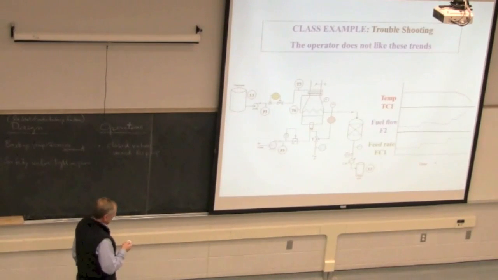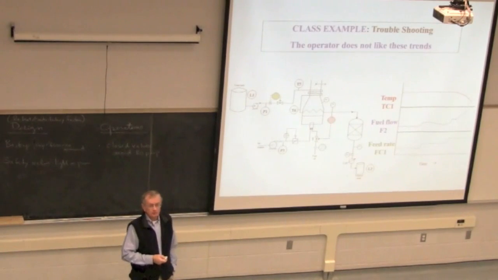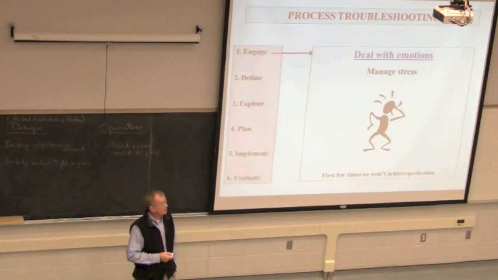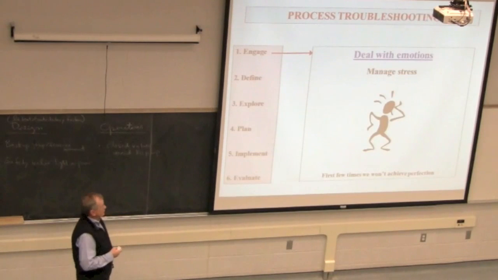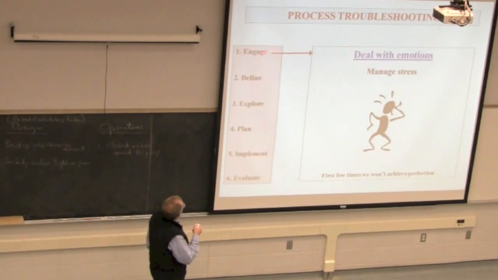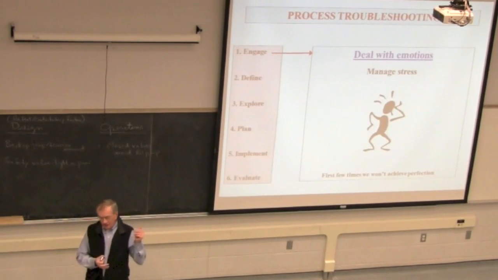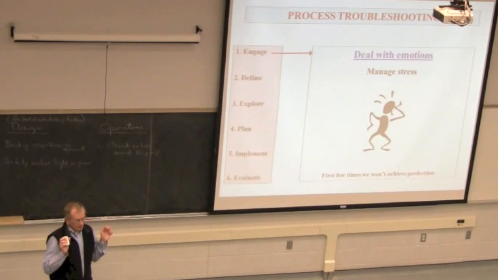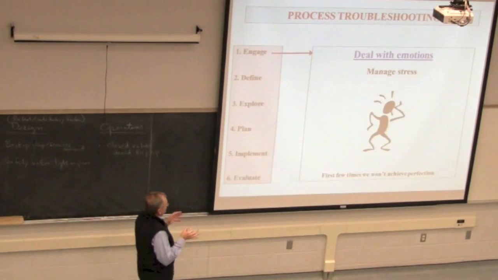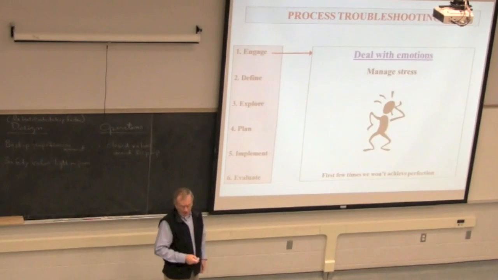So let's go through. Now, what's the first thing we do? We don't guess. First of all, we have to manage our stress. So we're up here in the engage step. This is important. In Dr. Wood's approach, he starts with emotions, which is a very good place to start, because if you're panicking, you're not going to do a very good job. And that's one of the things I like about his approach.